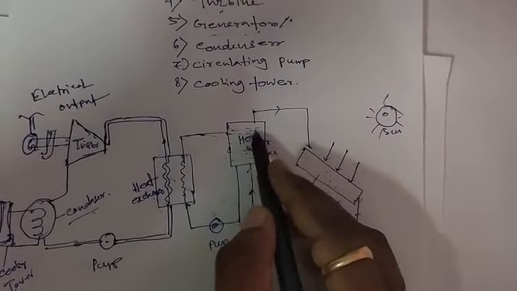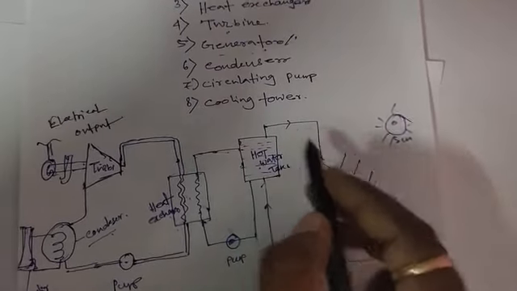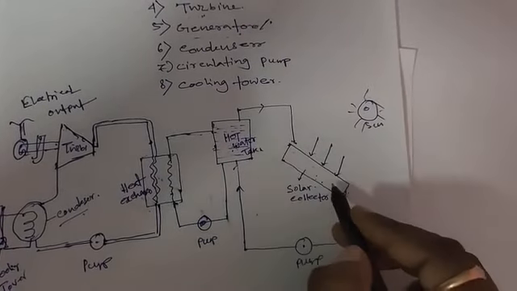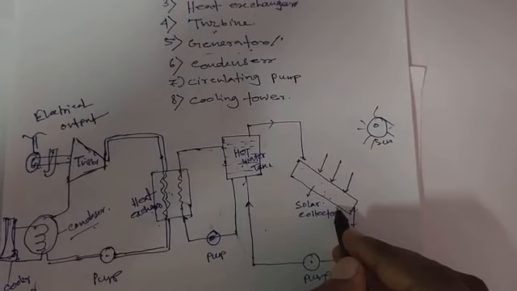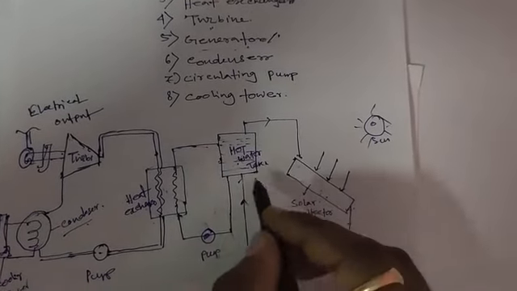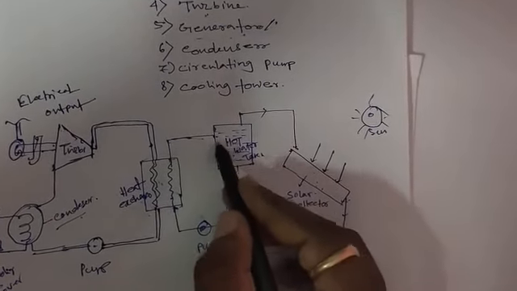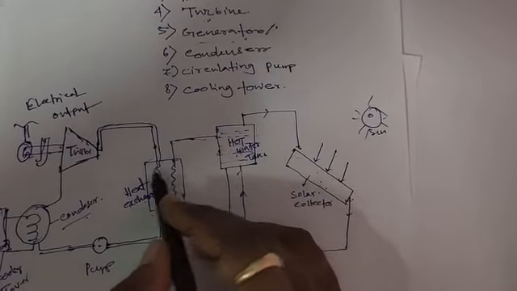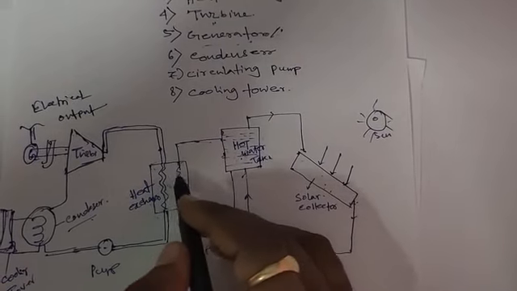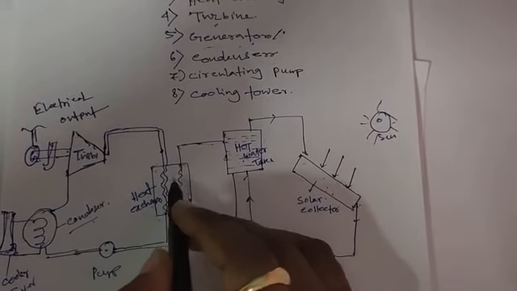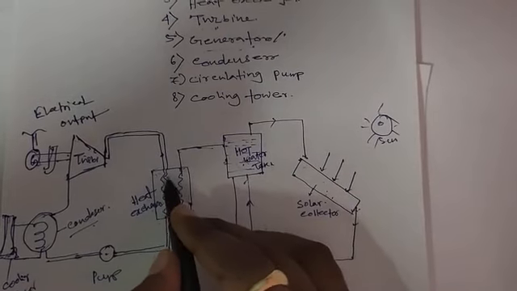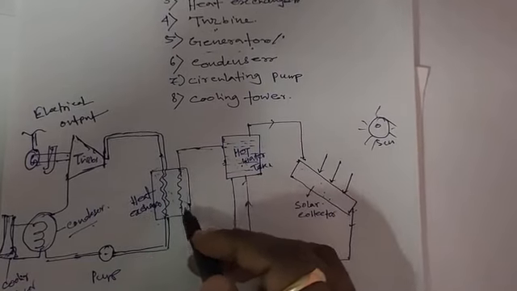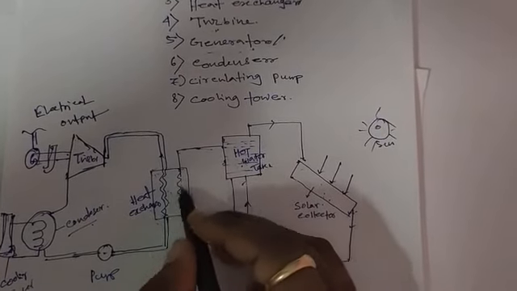This hot water tank stores the water that has been heated by the flat plate solar collectors. Then this hot water is circulated by the pump and transferred to the heat exchanger. This is called the heat exchanger. We have already seen the heat exchanger working principle. The heat is conducted to another pipe and circulated in the heat exchanger.